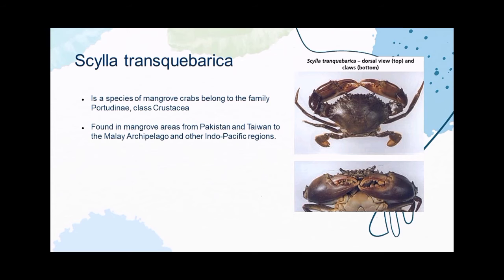I'm Justin Bulaga and I will continue our discussion. So this is the third species, Scylla tranquebarica. It is a species of mangrove crab belonging to the family Portunidae, class Crustacea, and is found in mangrove areas from Pakistan and Taiwan to the Malay Archipelago and other Indo-Pacific regions.